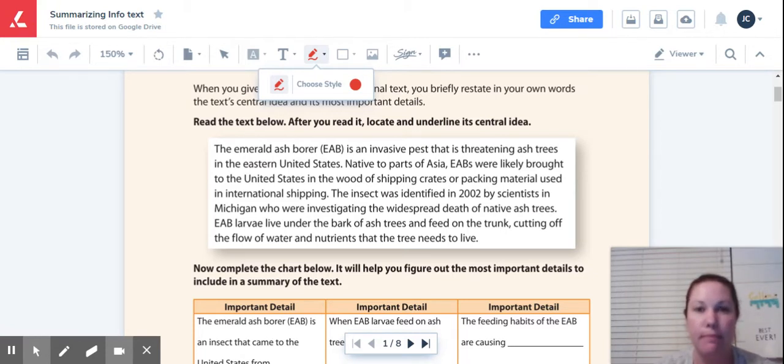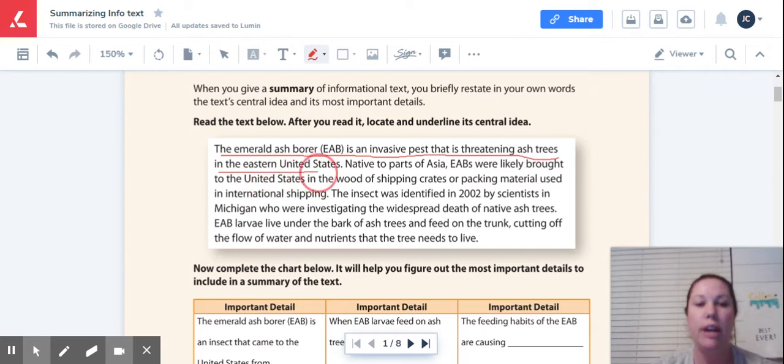Anyone see it? Yeah, it's usually the very first sentence, right? Or within the first couple of sentences. So in this case, it's about the emerald ash borer, EAB, is an invasive pest that is threatening ash trees in the eastern United States. That is the central idea here, okay?